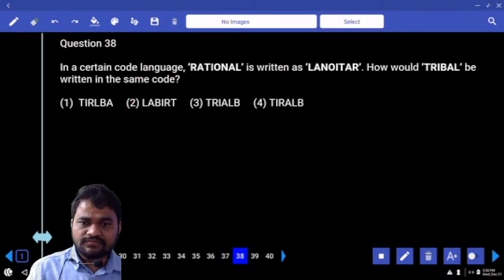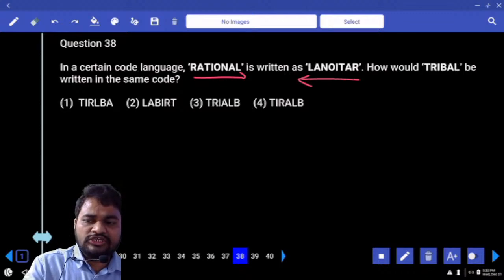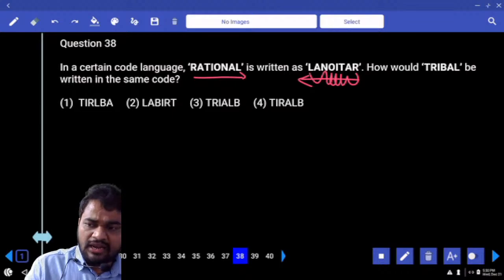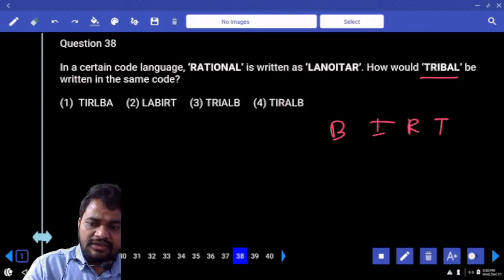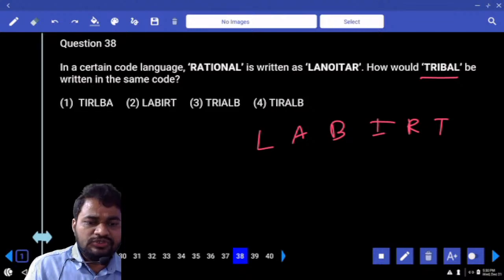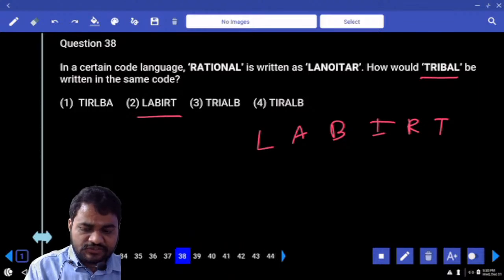Next, rational. The spelling is exactly in the backward direction. RATIONAL. Same. Tribal, TRIBAL, which is there in option 2. Option 2.